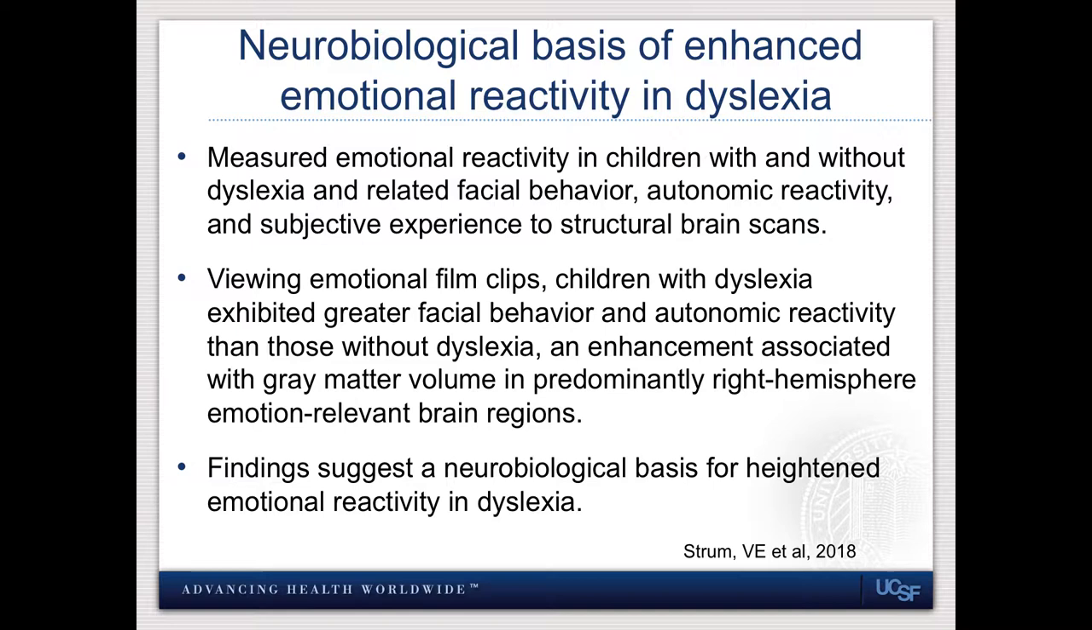and even a change in their gray matter volume in their brain, and it's predominantly right hemisphere, whereas dyslexia, for most people, is predominantly left hemisphere. This emotional reactivity is more right hemisphere. And the findings suggest a neurobiologic basis for this heightened emotional reactivity in kids that have dyslexia that seems physiologically based, and also even based in the way their brain becomes wired and structured.